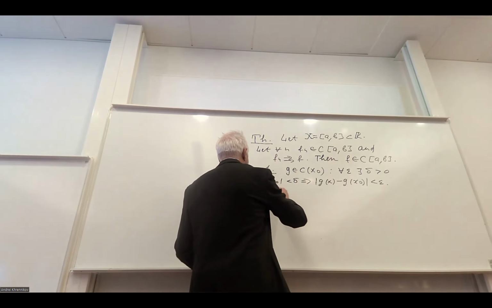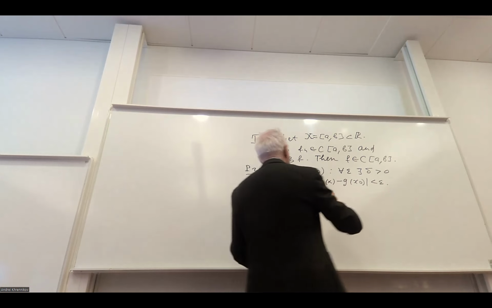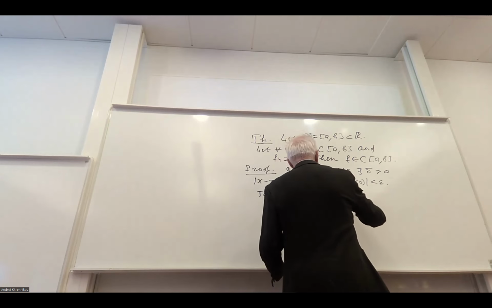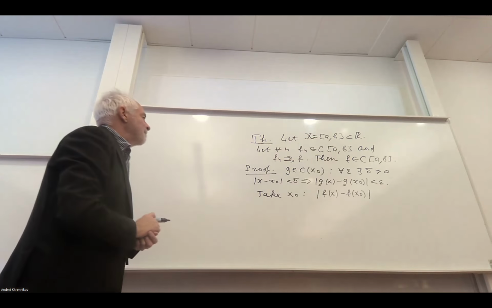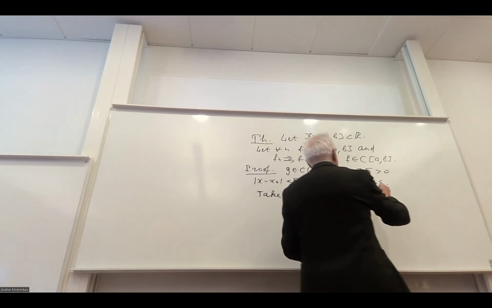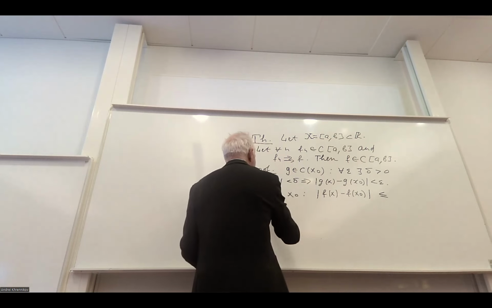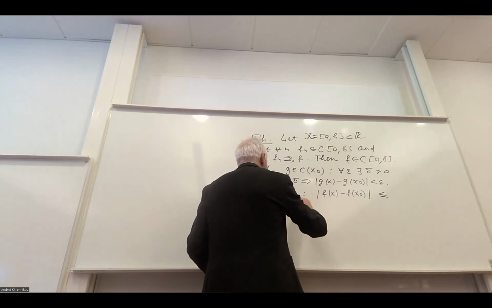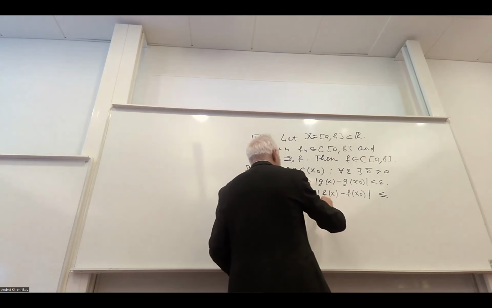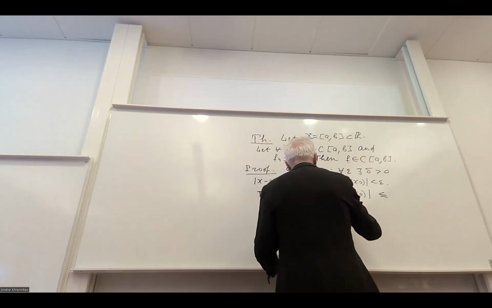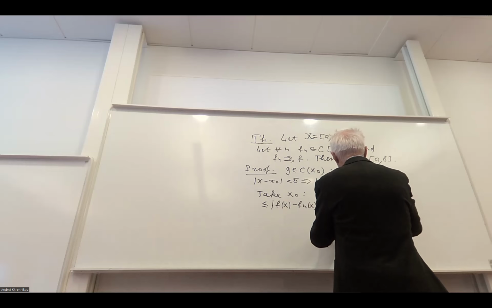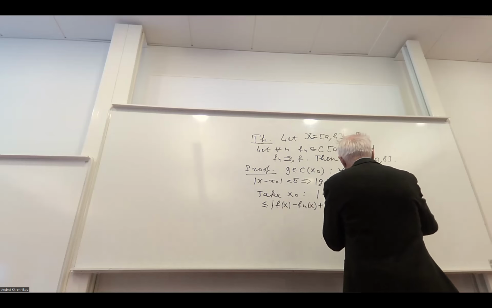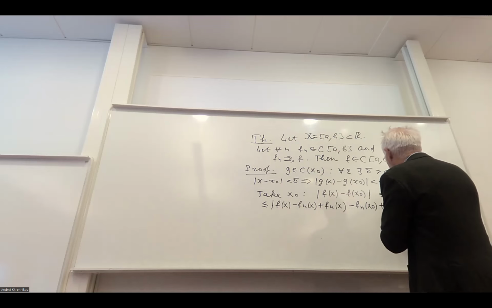Take x0, and we would like to estimate f(x) minus f(x0). What we do, we use the triangle inequality, and we put here f(x) minus f_n(x) plus f_n(x). And here we also want minus f_n(x0) and plus f_n(x0) and minus f(x0).